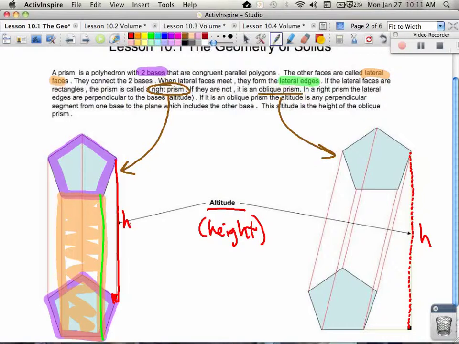So something important to remember, altitudes have to be perpendicular. If it's a right prism, it's the edge. If it's not a right prism and it's an oblique prism, then the height will be outside. And oftentimes on a quiz or a test, they'll give you that measurement.